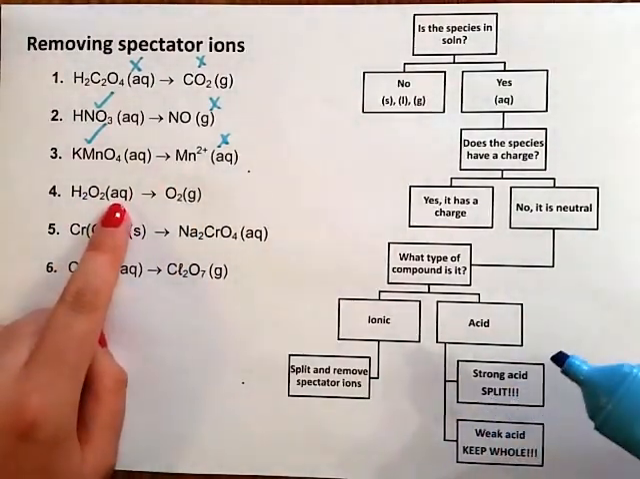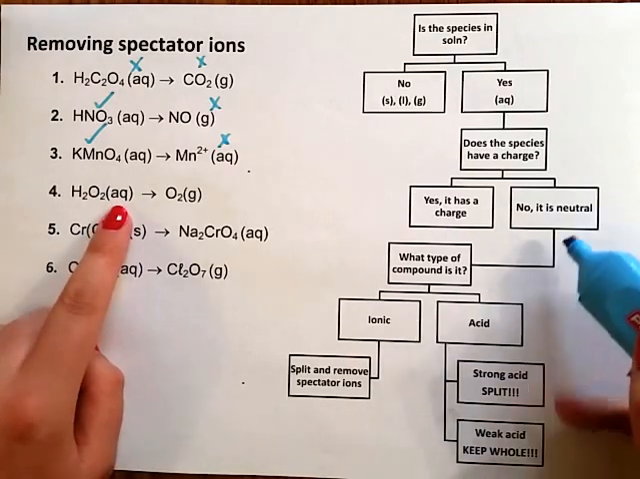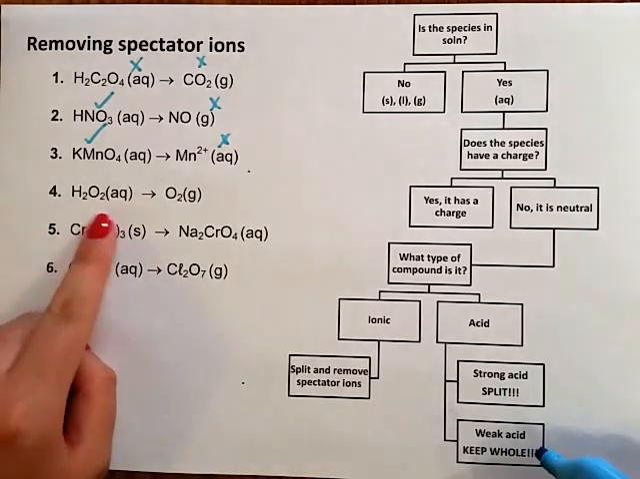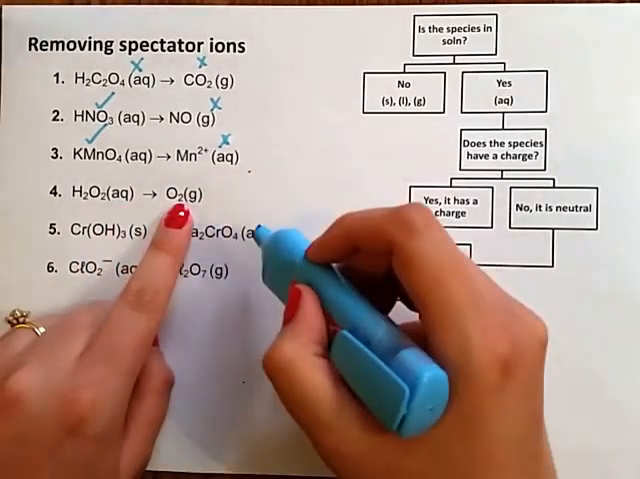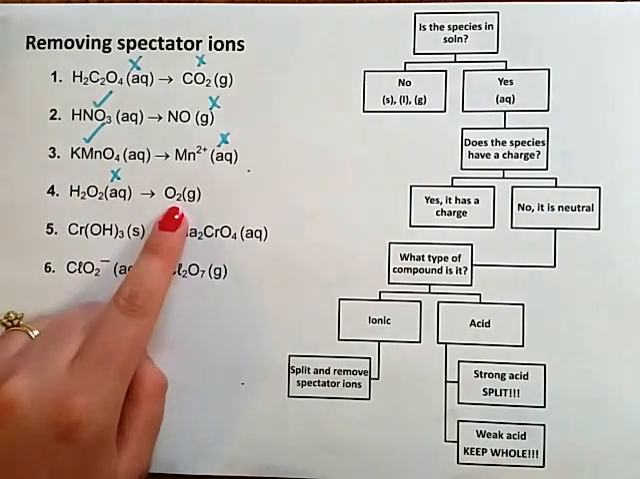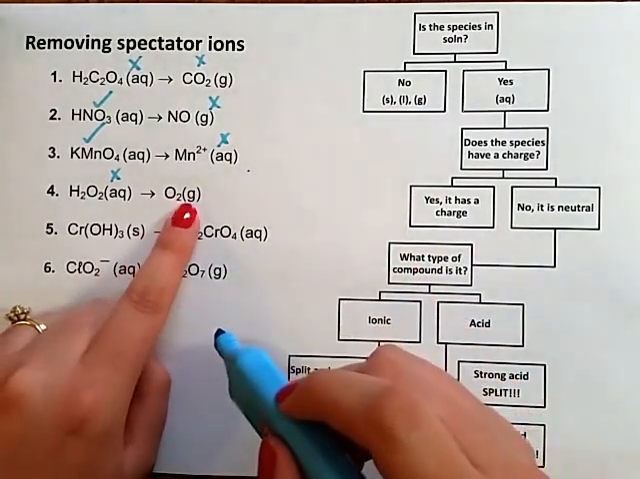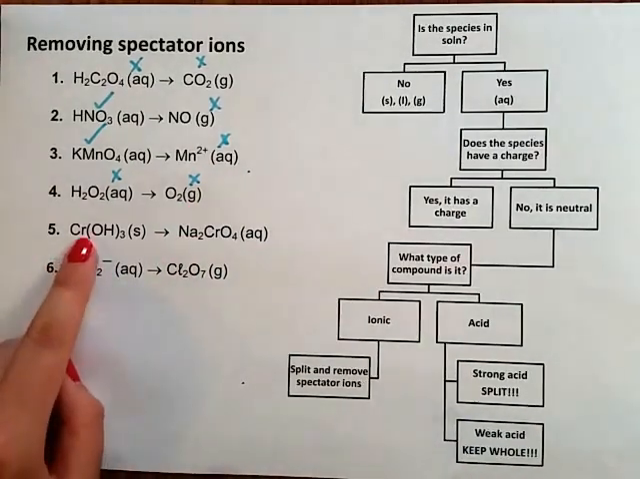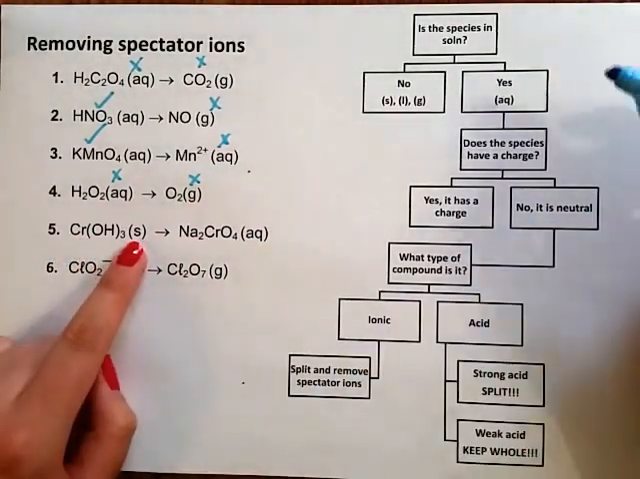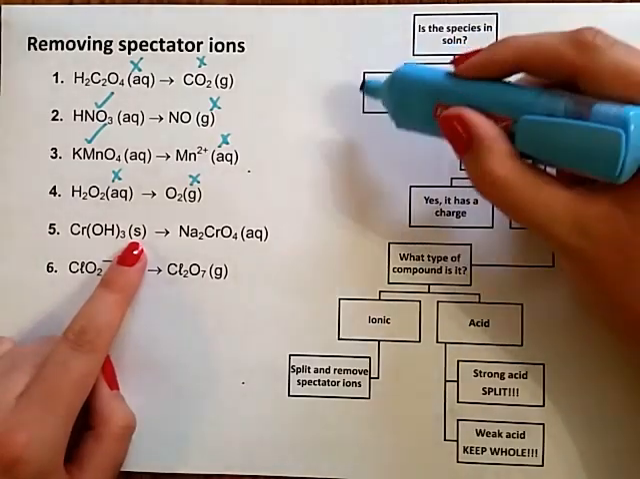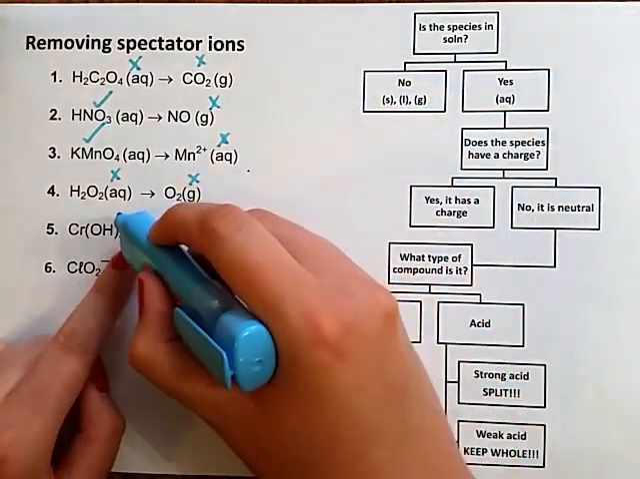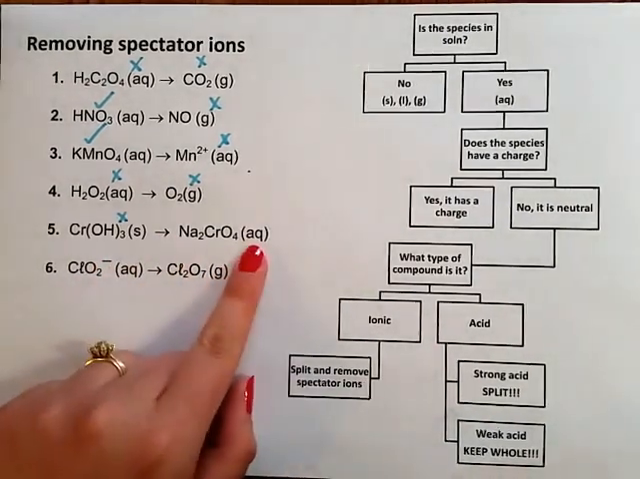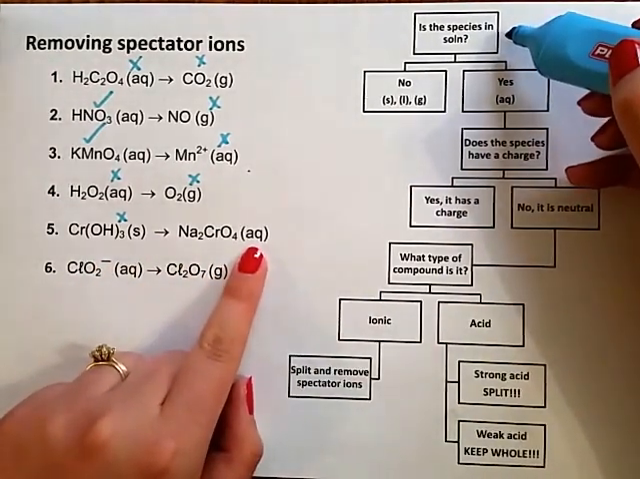Moving on again, here we've got aqueous, no charge, but it is a weak acid. Therefore, we need to keep the peroxide whole. So there's no spectator ion to be removed from there. Oxygen is in gas form, no spectator ions. Here we see a species in the solid phase, and we know that solid phase is not going to yield us any spectator ions.